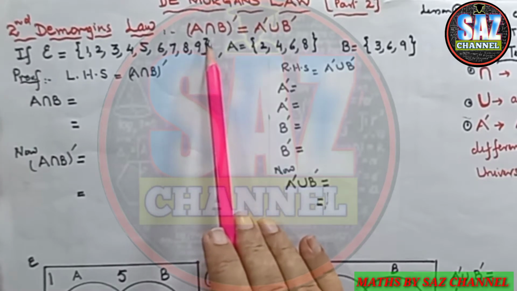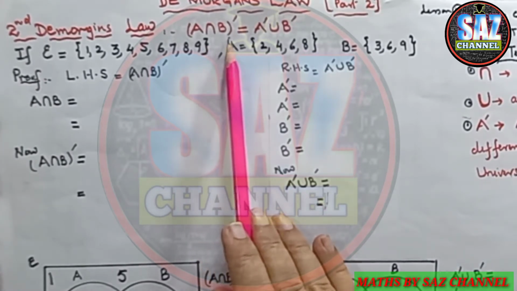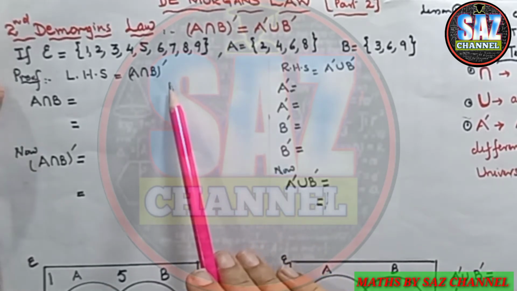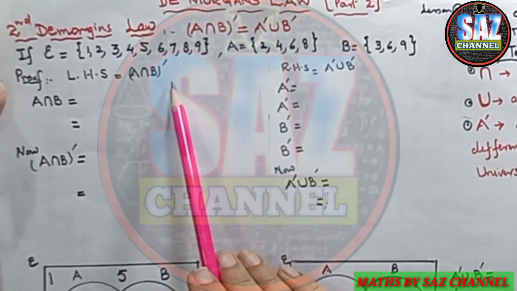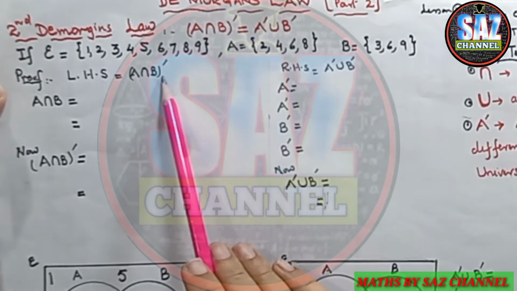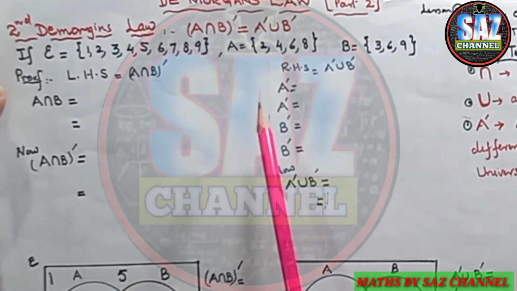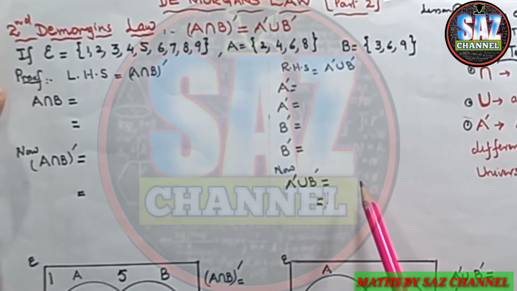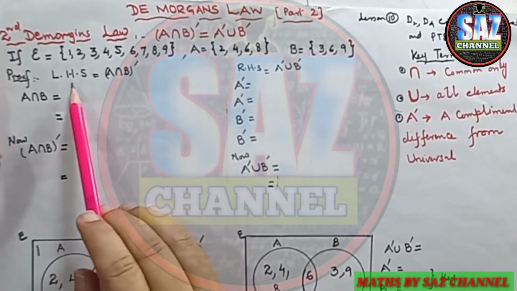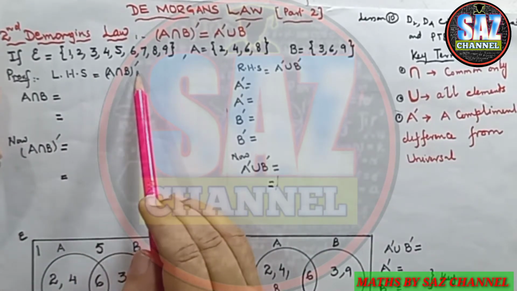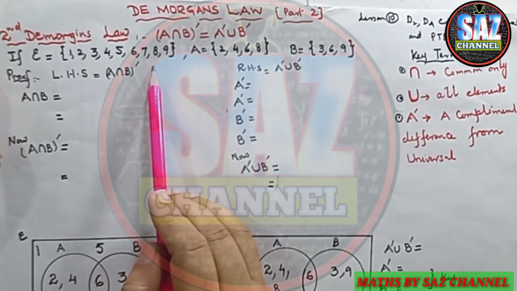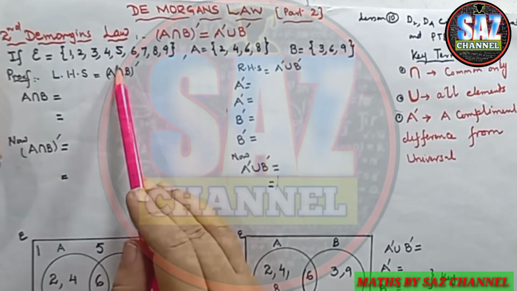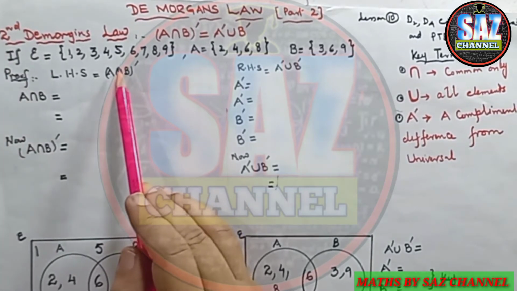For these types of conditions, you are not required to take both sides at the same time. Take one side, the left hand side of the equation, and prove that completely, and then take the right hand side and decide whether both the conditions are same or not. If we look at the left hand side, it says A intersection B whole complement. Now the bracket says that we have to solve this operation first, that is A intersection B.